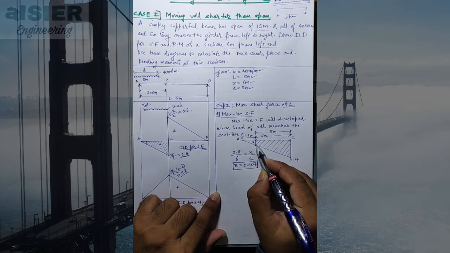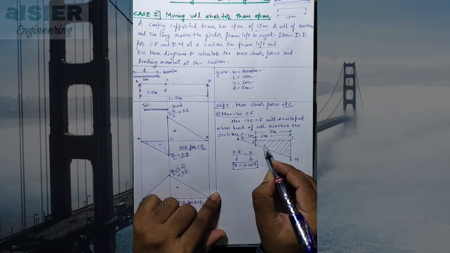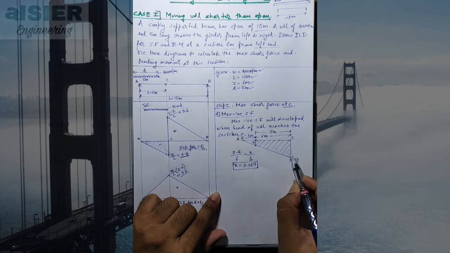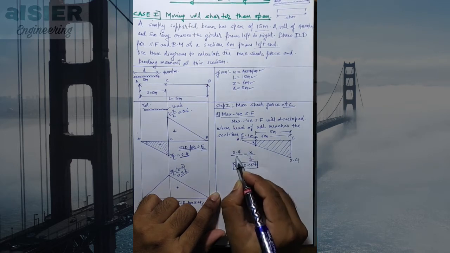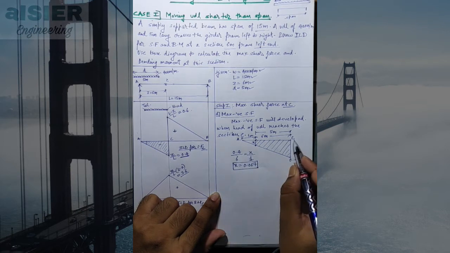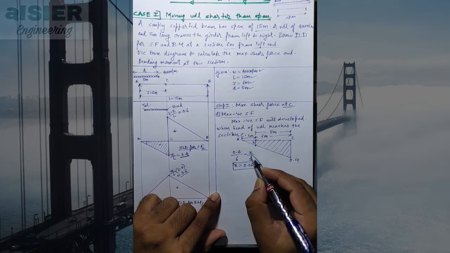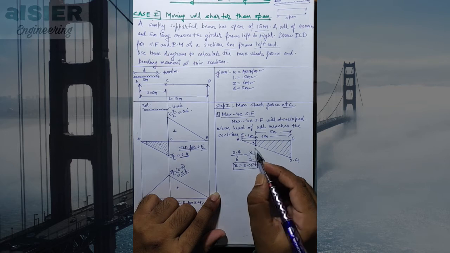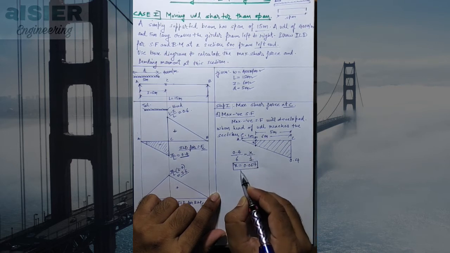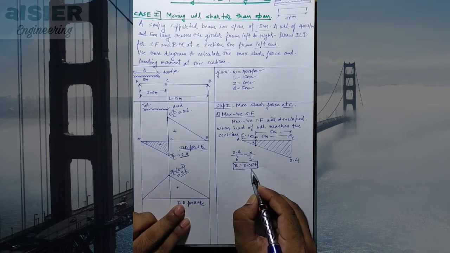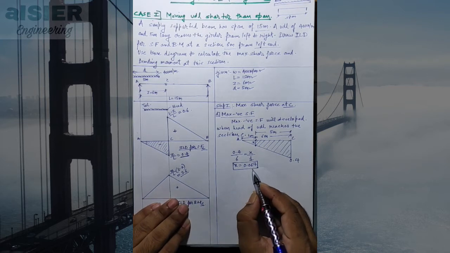So we will calculate this value of x using similarity of triangles. First we will take this triangle. The height of this triangle is 0.4 and the base of this triangle is 6. Similarly, now we will take this small triangle. In the small triangle, height is x and base is 1. From this we will get x equals 0.067.